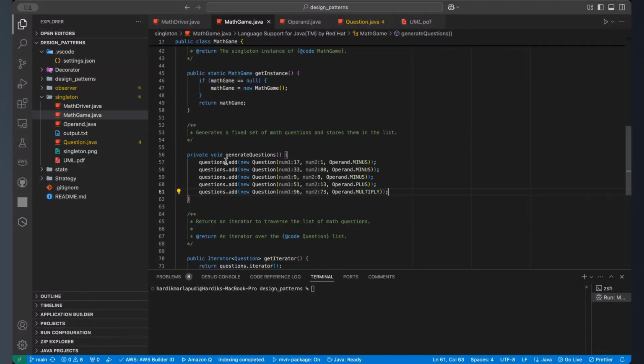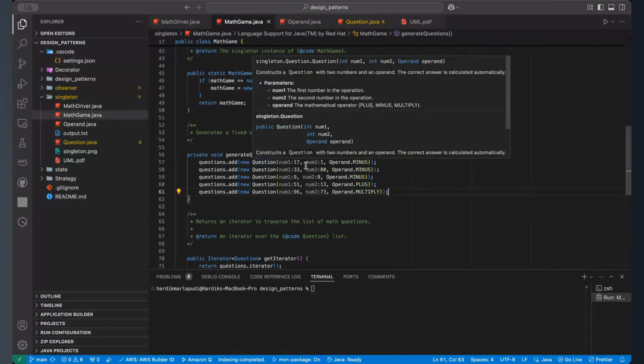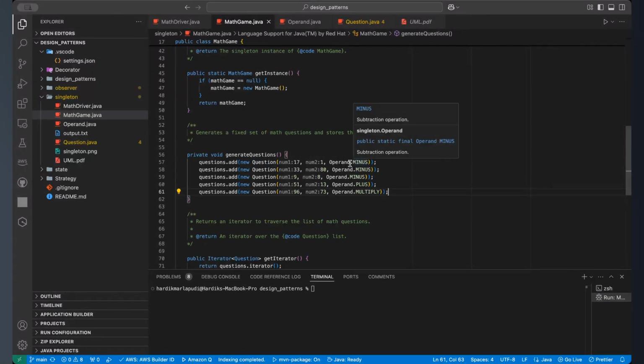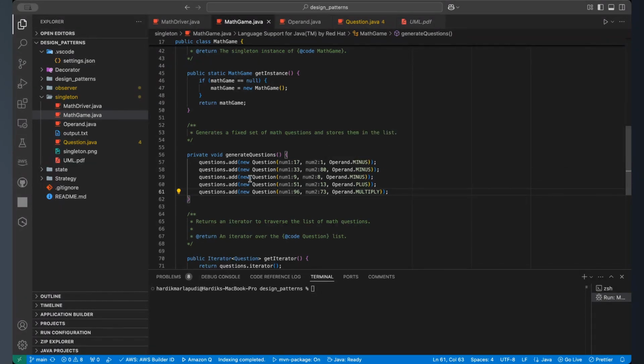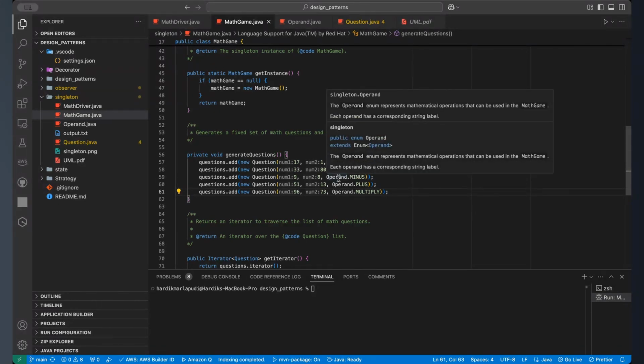So first question, questions.add, new Question, 17 operand minus, which is minus 1, that equals your answer that the user has put in. Second question, new Question, 33 operand minus 80 equals what the user has put in. The third question, new Question, 9 minus 8 equals what the user has entered in.